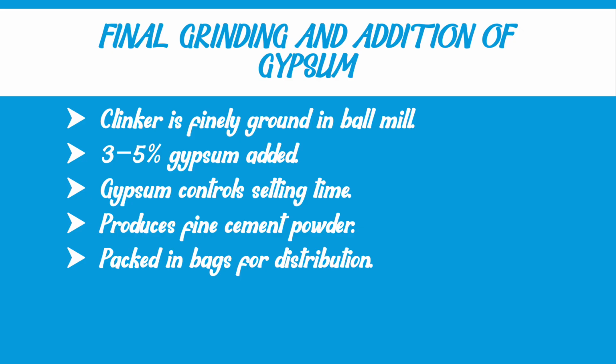Then final grinding and addition of gypsum. Clinker is finely ground in a ball mill. 3 to 5 percent of gypsum is added. The gypsum controls setting time. It produces fine cement powder. Then it is packed in bags for distribution.